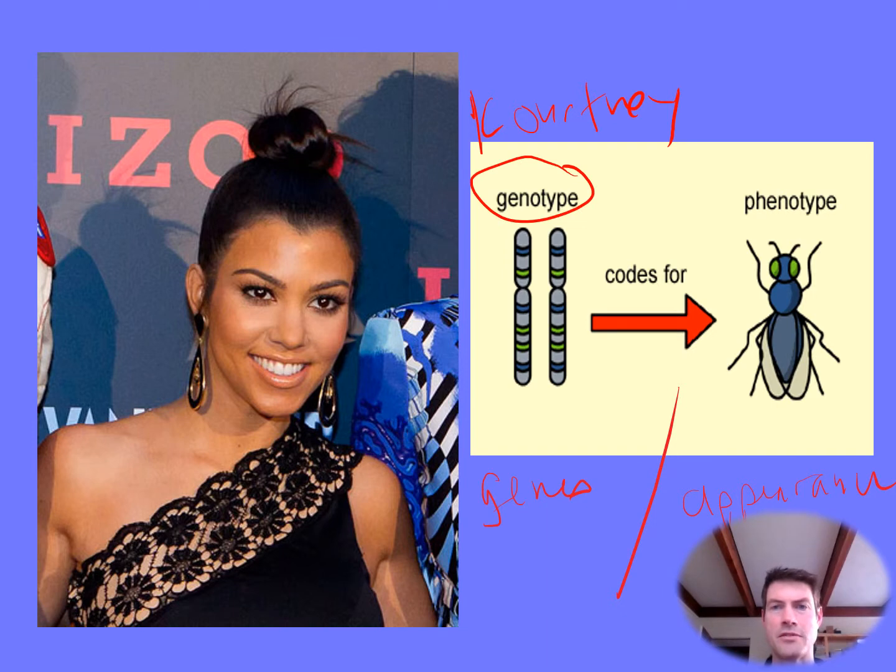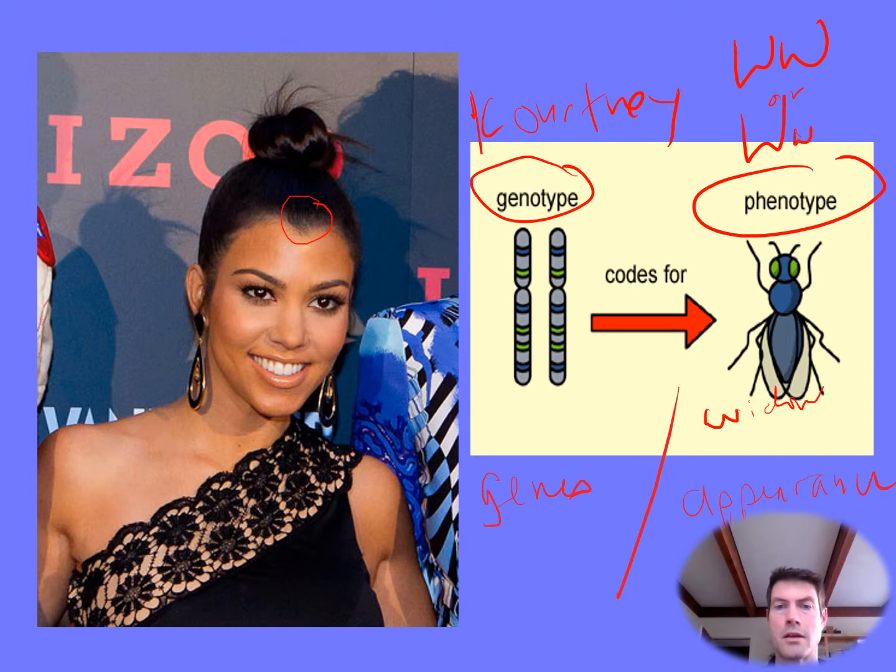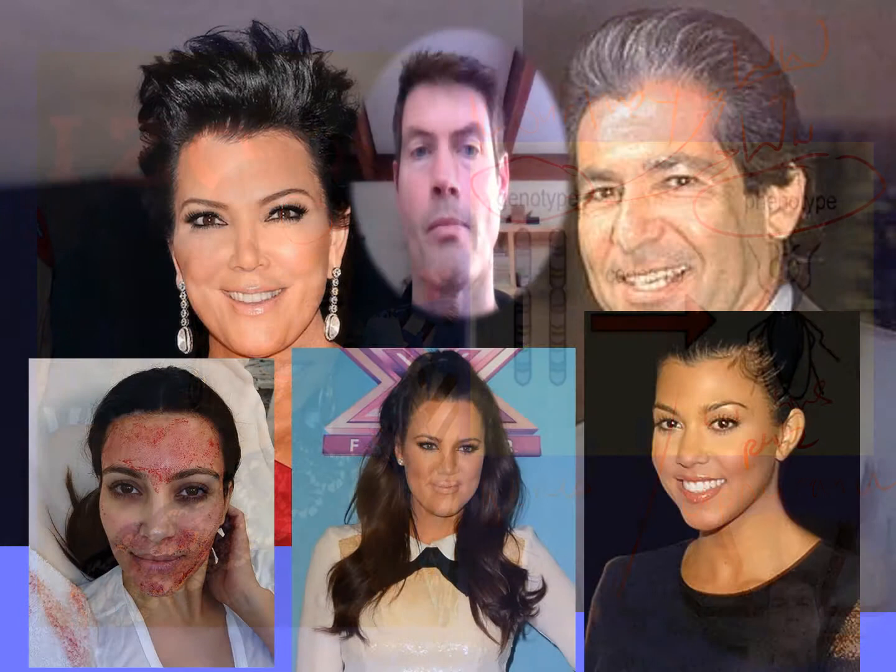Anyway, the difference between genotype and phenotype. If you look at Kourtney Kardashian, you can see a widow's peak, which means she's either capital W, capital W, or capital W, little w. We don't know from looking at her, but we know her phenotype. So that's the phenotype, widow's peak. But the genotype, we don't know. We don't know if she's this or this. So the genotype is the actual genes. Phenotype is what they look like, the appearance, which I think I have drawn below.